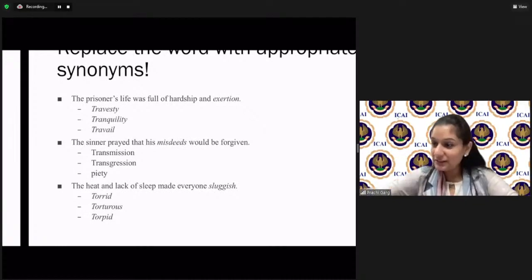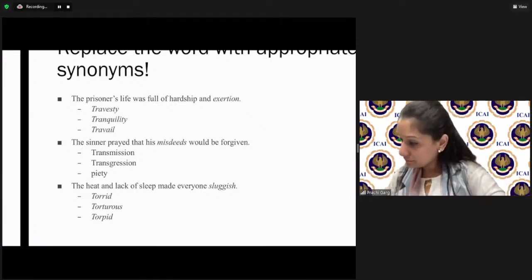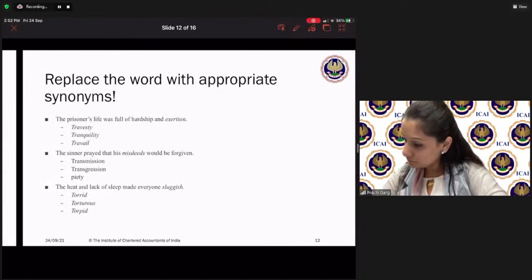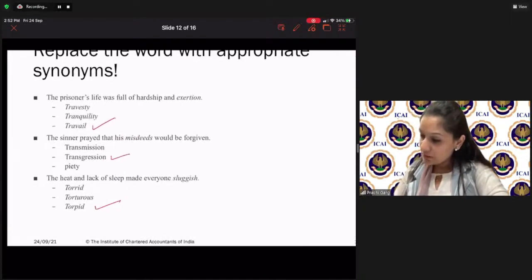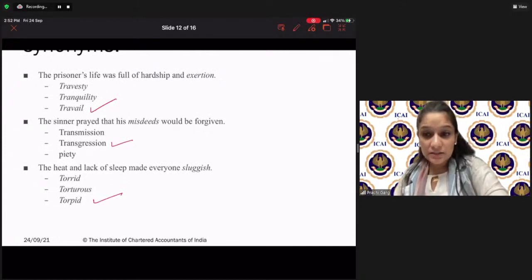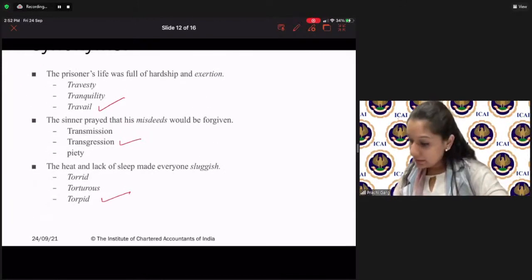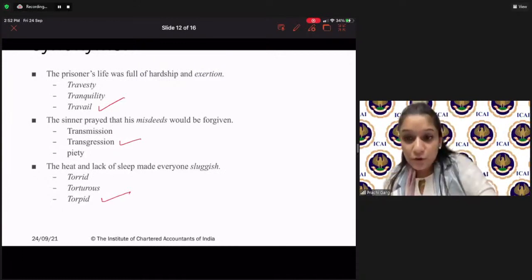So the first one, okay, I can actually do this. The answer is trivial, then transgression, and then torpid. So for the synonym for exertion is trivial, misdeeds is transgression, and for sluggish it's torpid. How many of you have got all right?